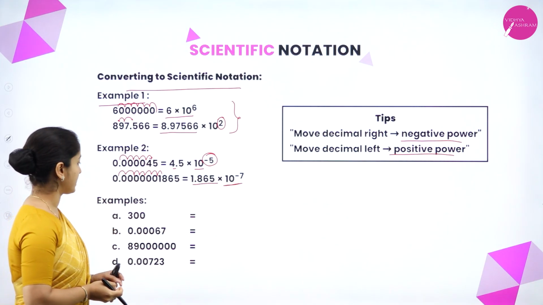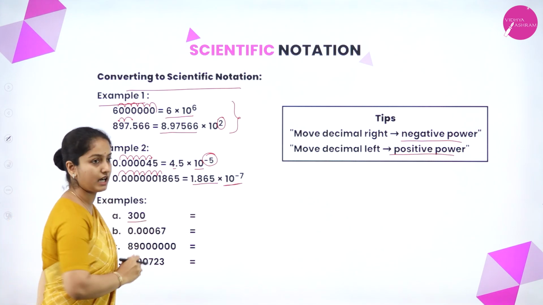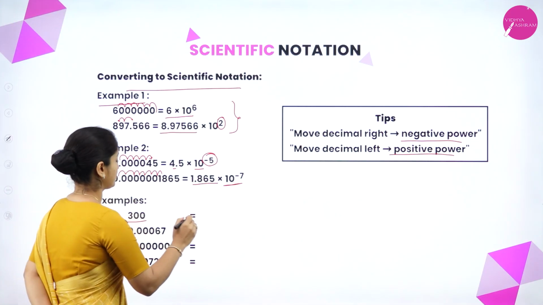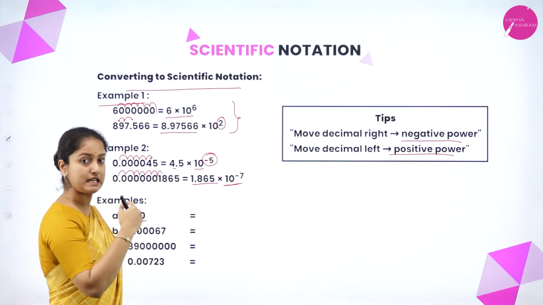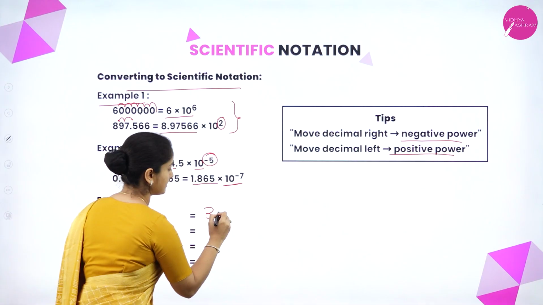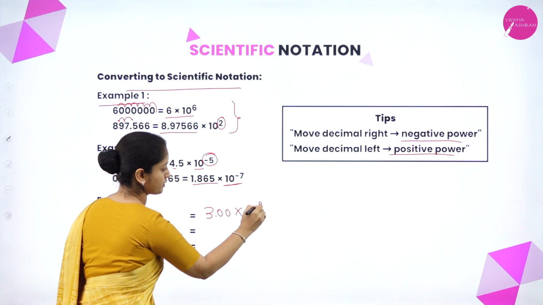Let us try out these examples now. Here it is given 300. We have to bring it to scientific notation. Alright. So we have to move the decimal point towards the left side. 1 and 2. So it becomes 3.00 into 10 power 2.